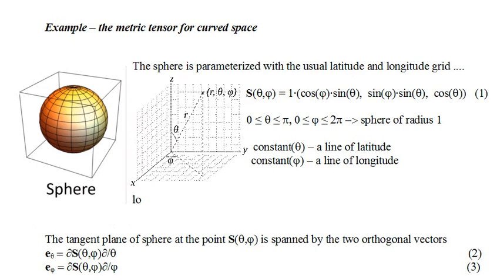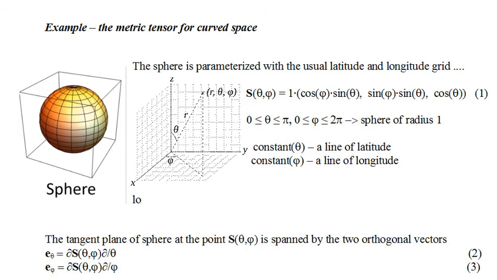The sphere gives us a relatively simple example of a curved two-dimensional surface or space. The lines of latitude and longitude on a sphere define a coordinate system, and we can parameterize all the lines of latitude and longitude simultaneously with the S function shown in line 1. The latitude lines are lines of constant theta, and the longitude lines are lines of constant phi. These lines are curved lines in three-dimensional space.